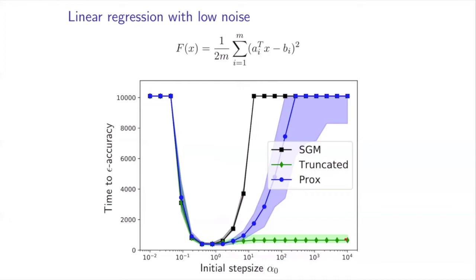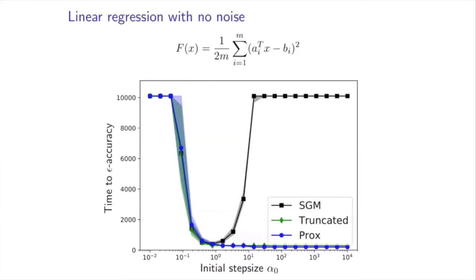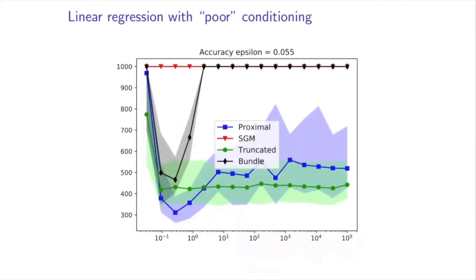Much, much broader. Just so we're clear, this is the time, the number of iterations it takes to solve a problem to a given accuracy, and this axis is the initial step size. We see the same plot if we have no noise in linear regression. You can do this with linear regression with poor conditioning. So here's a plot. I'm literally trying to minimize 1 on 2m, the 2 norm of Ax minus b, squared. But now my matrix A is supposedly poorly conditioned.